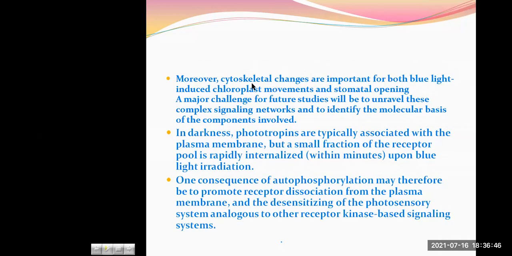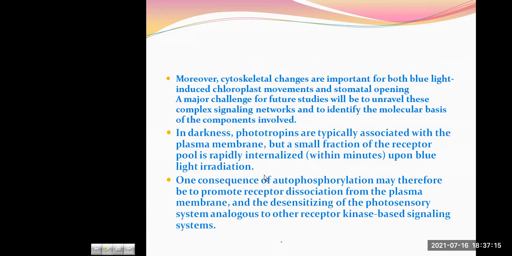Besides, there are cytoskeletal changes. There are cytoskeletal structures, cilia, flagella, microtubules, microfilaments in the cell. These are the skeletal system of the cell. They are important for both light-induced chloroplast movement, that is, orientation of chloroplasts, and opening and closing of stomata. But still, it is a major challenge for biochemists and plant physiologists to unravel how actually this signaling occurs.